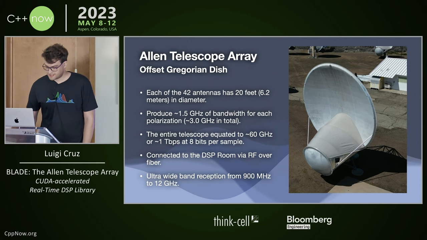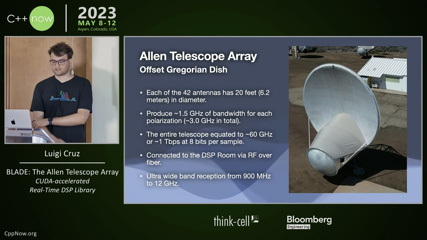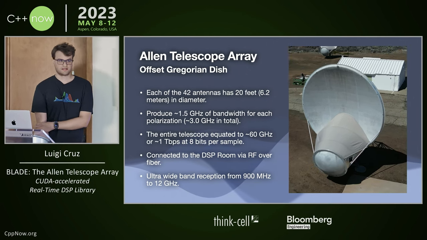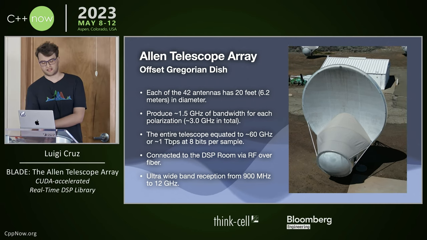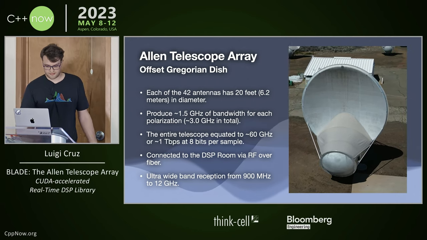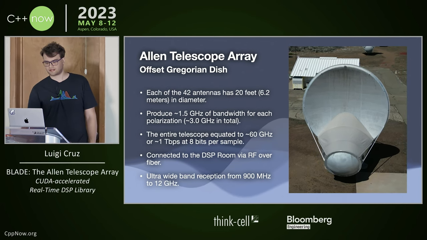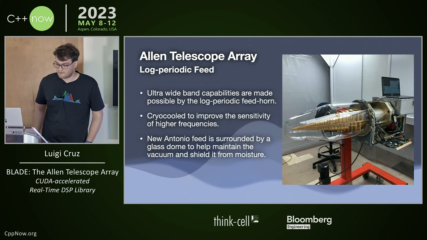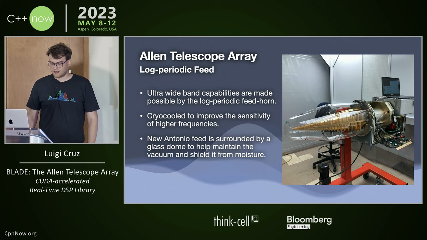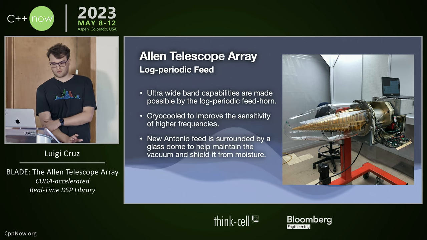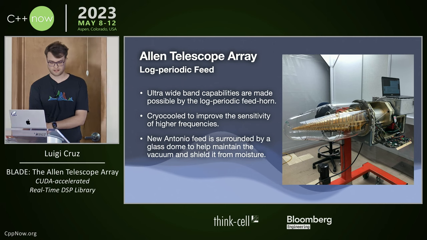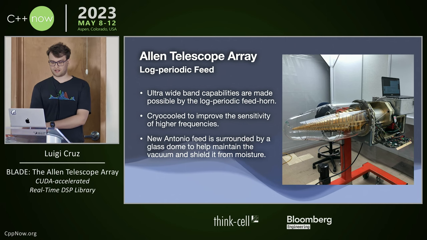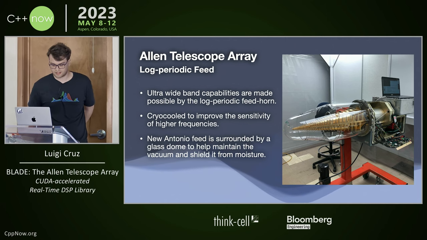Another unique feature of the ATA is the ultra-wideband contiguous sensitivity from 900 megahertz to 12 gigahertz. So it's around 11 gigahertz of bandwidth. That's one of the unique features of the telescope. This is all thanks to our new and upgraded feed. It's a log periodic. This was one of the focuses of the refurbishment. And the element itself, which looks like a cyberpunk Christmas tree, is located inside the dome of each antenna.